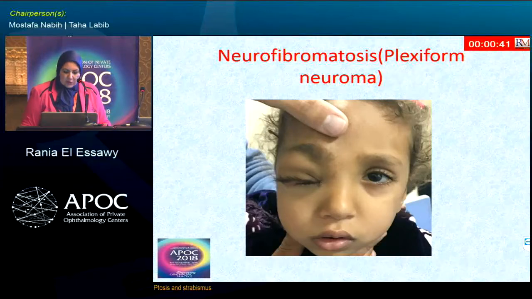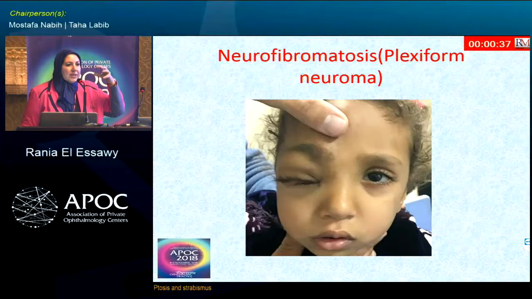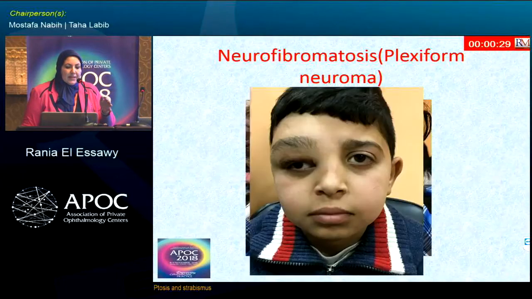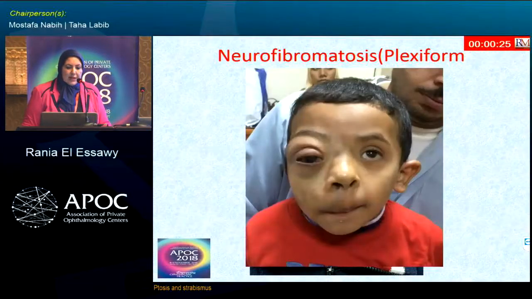Neurofibromatosis or plexiform neuroma are very difficult to treat because it is not just strabismus, but the whole globe is displaced, what we call a dystopia. And whatever treatment you do is a debulking surgery and just repeated surgeries in order to reach a satisfactory level. Sometimes you cannot reach that level.